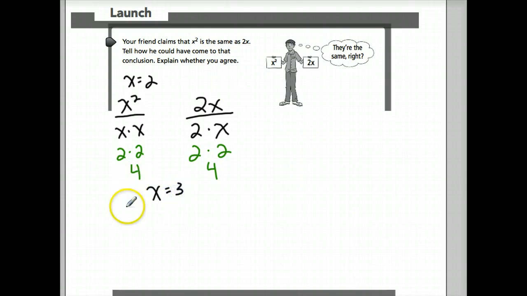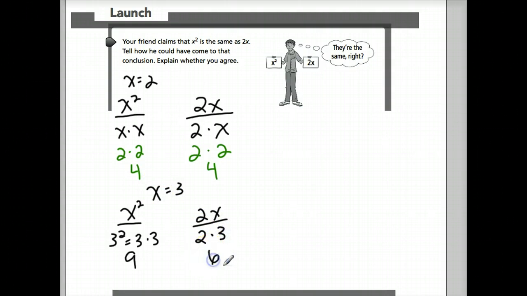X equals 3. So for x squared, since that's x times x, that means it's 3 squared, which means it's 3 times 3, which gives us an answer of 9. Now for 2x, that means it's 2 times 3, which gives us a final answer of 6. So in this case, it is not the same.